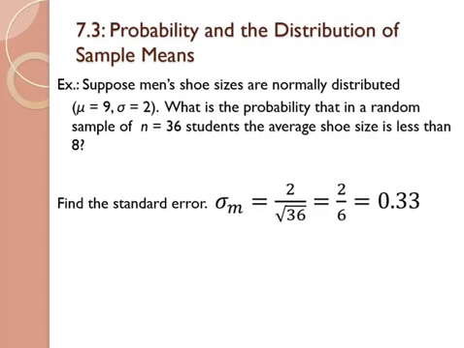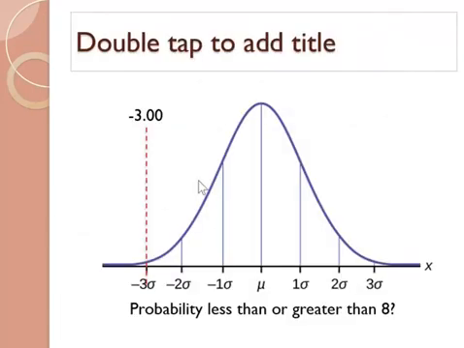Now we can use that to compute our z-score, right? Because that value is going to go in the denominator of our test statistic. So we're going to go sample mean minus population mean divided by that standard error of the mean that we just computed. And when we do that, we get a z-score of negative 3.00. Now, if I plot that here, it's negative 3.00. It's on the left side of the distribution, right?